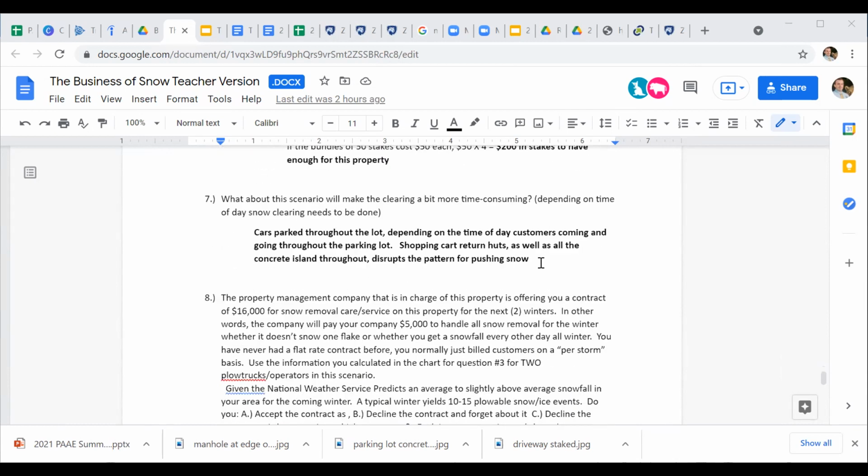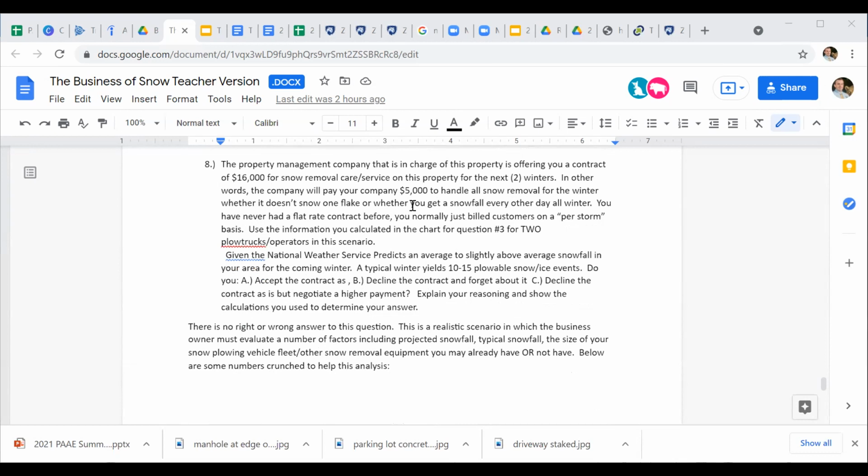Analyzing it overall for different hazards that are going to slow things down and complicate things. Grocery stores are a bugger, because you got cars coming in and out, people walking all throughout it. It can really slow you down. And then number 8 here is the grand ta-da of you're approached by a company to do a $5,000 flat fee contract, or you can just decline that and go do per clearing jobs.